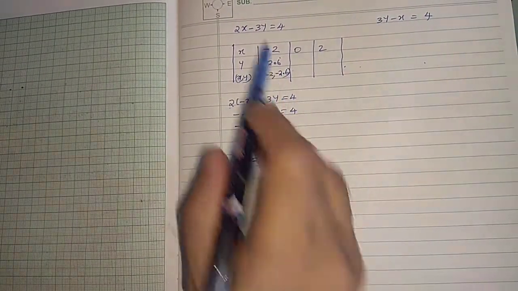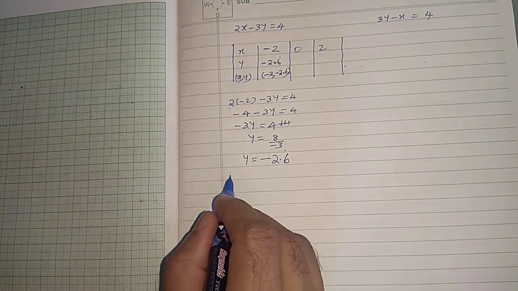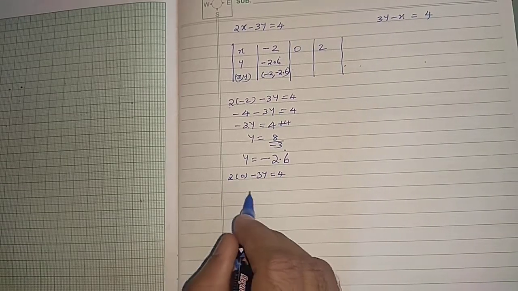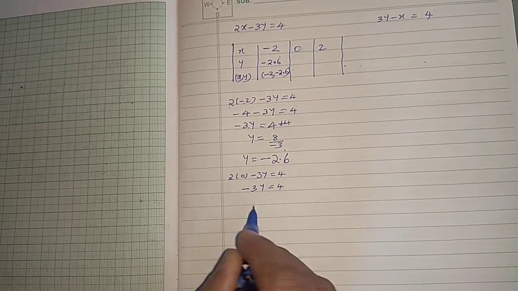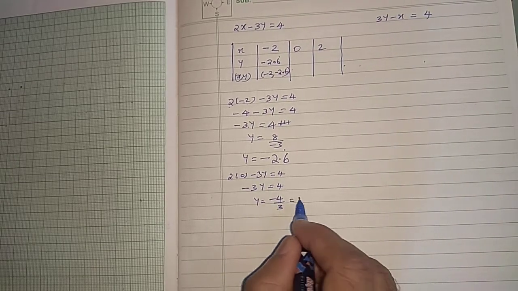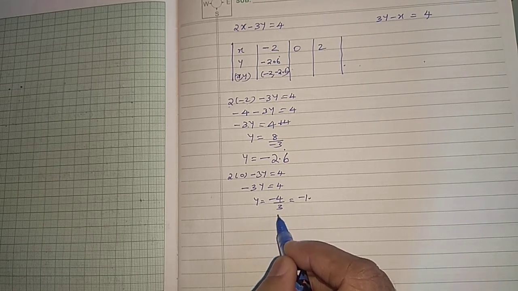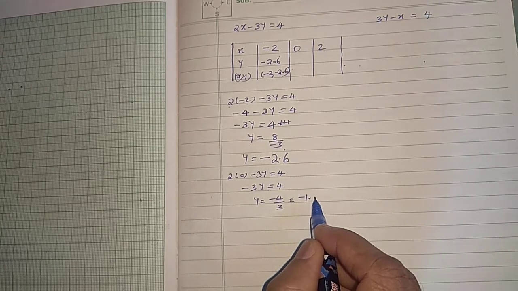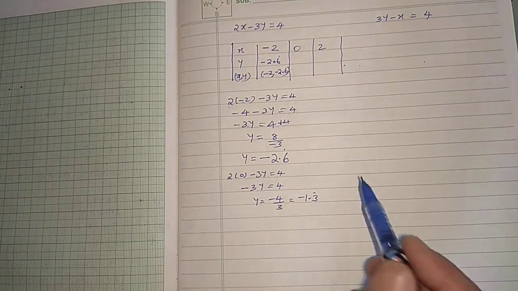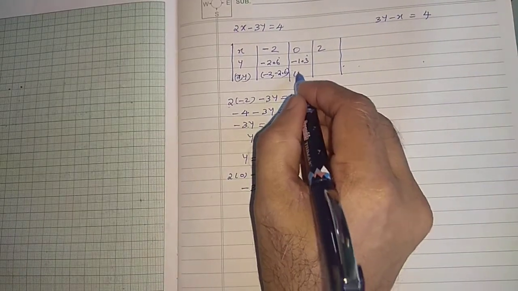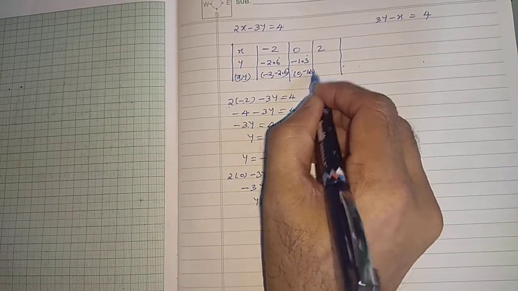Next point. We put x is 0. So 2 into 0 minus 3y equal to 4. 2 into 0 is 0 only. Minus 3y equal to 4. y equal to minus 4 by 3, which is minus 1.3. From 4, 3 we can take one time, remainder 1, decimal, then it becomes 10, and from 10, 3 can be taken 3 times. So minus 1.3. We can take the second point as 0 comma minus 1.3.